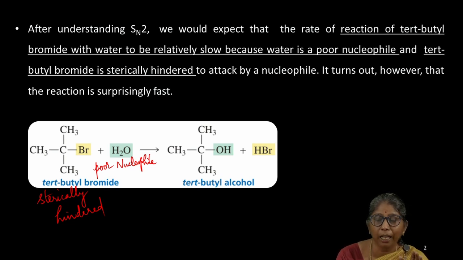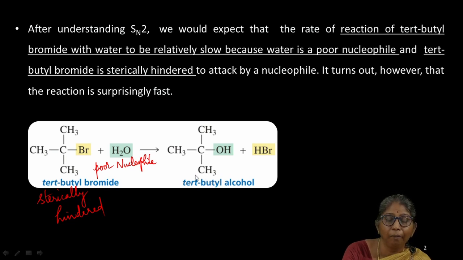But see what happens in this reaction: tertiary butyl bromide even reacts with a weak nucleophile. OH minus is a strong nucleophile, where the reaction would take place via the SN2 mechanism. But here it's a poor nucleophile, and tertiary butyl bromide is sterically hindered. It forms the product tertiary butyl alcohol, where bromine is replaced by OH.